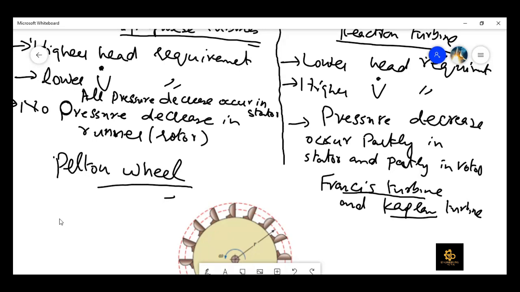In effect, if we talk about the practical situation, due to frictional effects there would be some pressure losses, but for the ideal case, we say that there is no pressure decrease in the runner. While in the case of reaction turbines, the head requirement is low, but they need a higher volume flow rate of fluid for operation, and pressure decrease occurs partially in stator blades and partly in rotor blades. The practical examples of hydro turbines of the reaction type are Francis and Kaplan turbines.